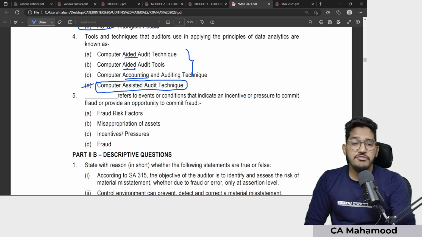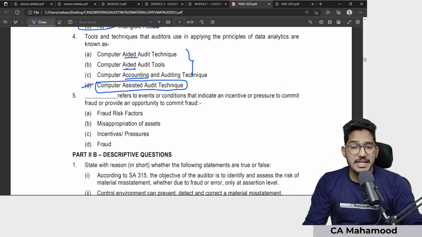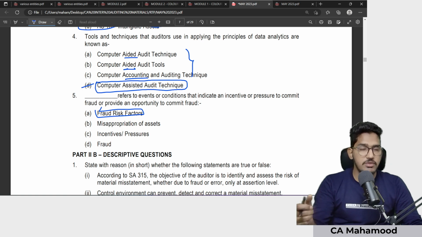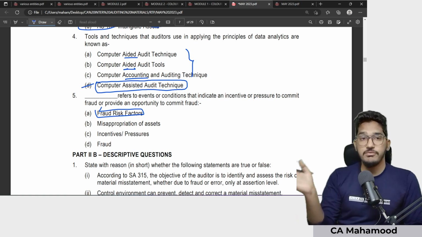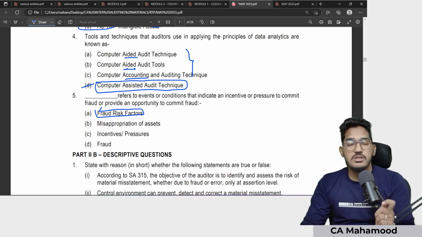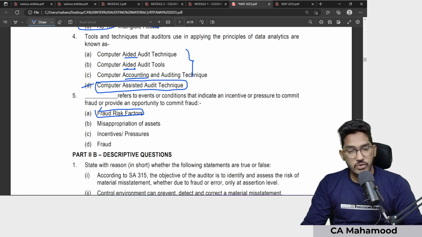Next one. What refers to events or conditions that indicate an incentive or pressure to commit a fraud or provide an opportunity to commit a fraud? What are these factors called as per SA 240? We call them fraud risk factors. So the given question is regarding the definition of fraud risk factors. As we have seen in the chapter fraud and responsibilities of auditor, fraud risk factors refer to events or conditions that indicate an incentive or pressure to commit a fraud or provide an opportunity to commit a fraud, or even they indicate an attitude for committing a fraud. So that's why option A is the correct option. That is the definition for fraud risk factors.